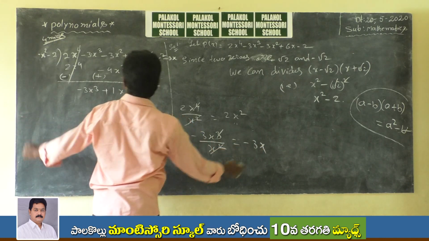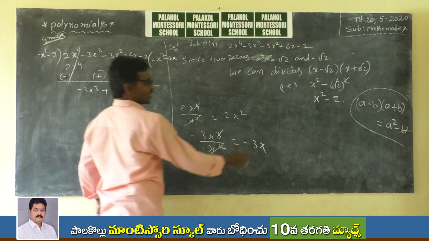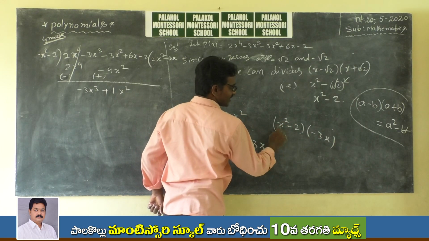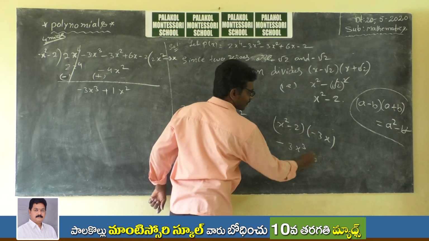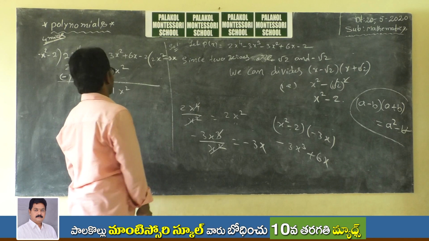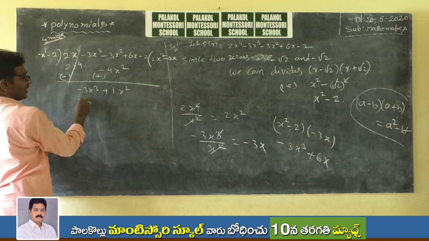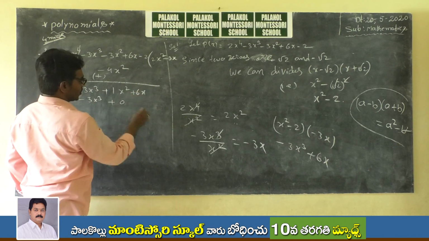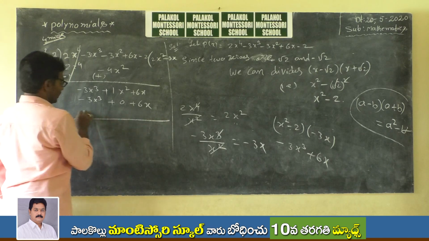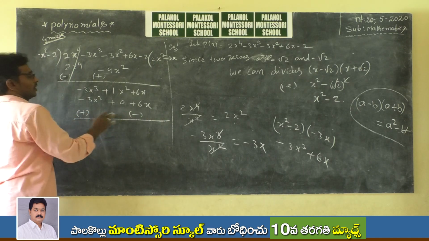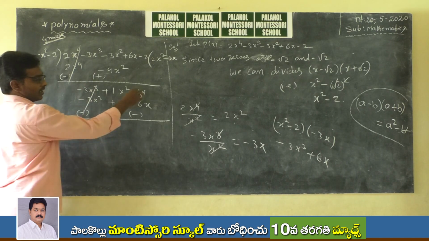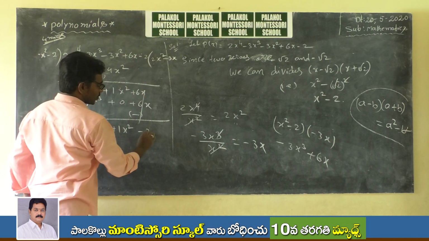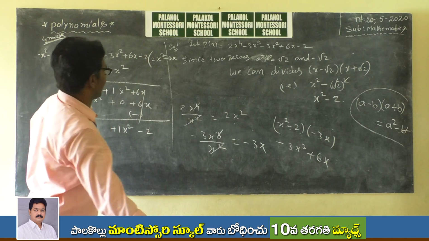This minus 3x is multiplied with g of x: x square minus 2 into minus 3x. So minus 3 into x square is minus 3x cube, and minus into minus is plus 6x. So this minus 3x cube is not there, and you bring down the plus 6x. The symbols are changed. These two cancel, these two cancel. What about the remaining 1x square? Yes, minus 2 is brought down.